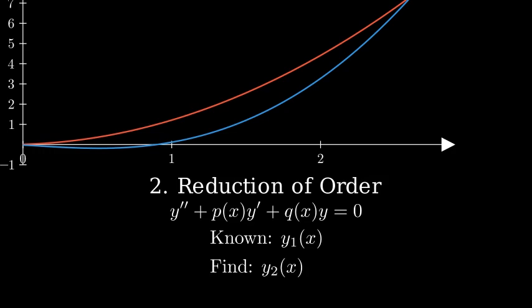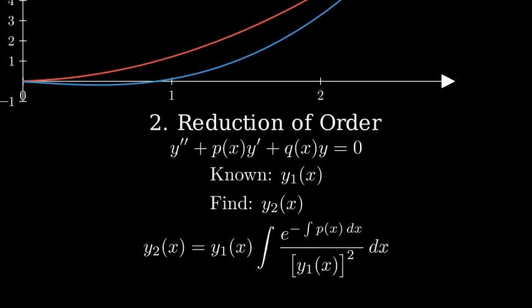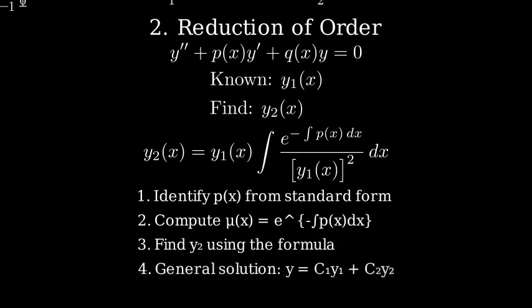Let's break down the steps. First, write the ODE in standard form to identify p of x. Second, compute the integrating factor mu of x equals e to the negative integral of p of x dx. Third, use the formula to find y2. And finally, the general solution is y equals c1 times y1 plus c2 times y2. Let's see this method in action with an example.